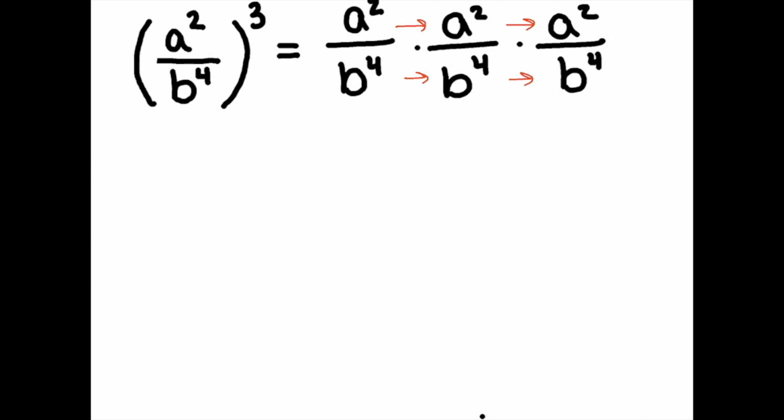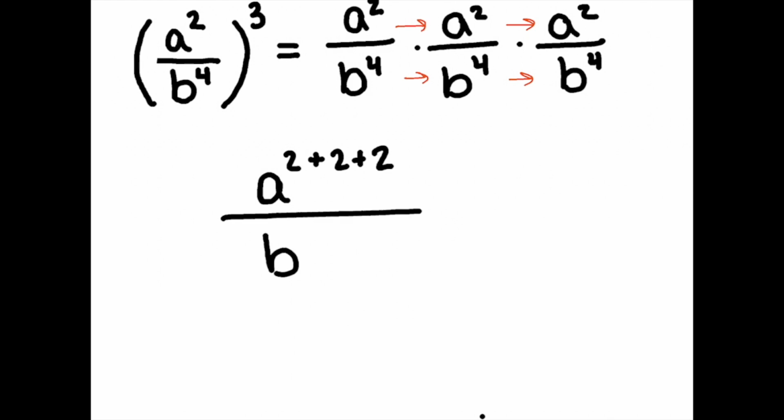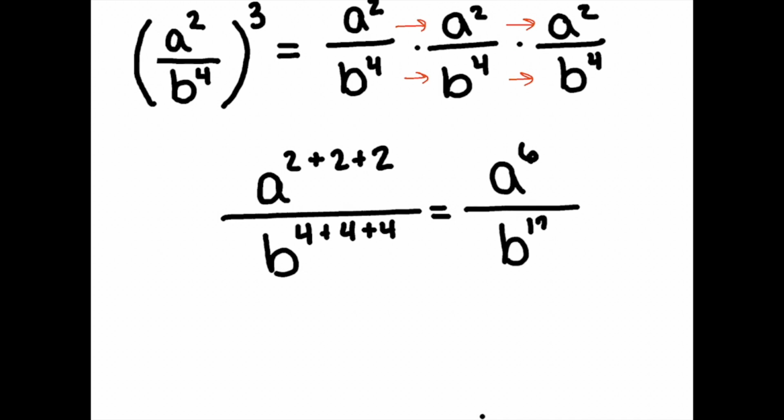And when I multiply exponents, we add exponents, right? So I've got a to the second, a to the second, a to the second, or a plus 2 plus 2 plus 2 over b to the 4 plus 4 plus 4, which turns out to be a to the 6th over b to the 12th.